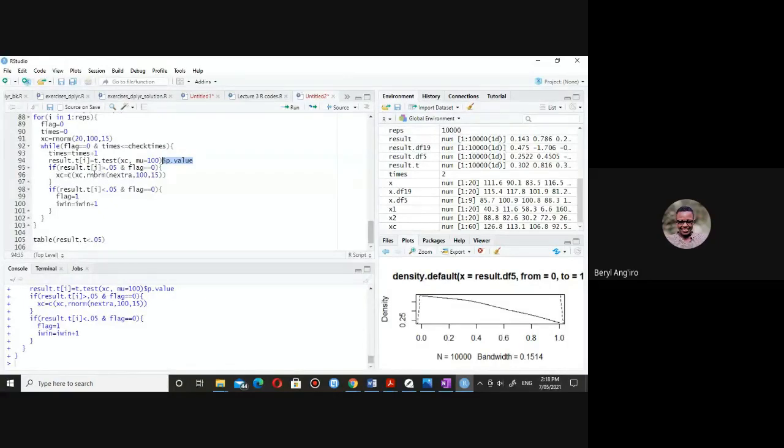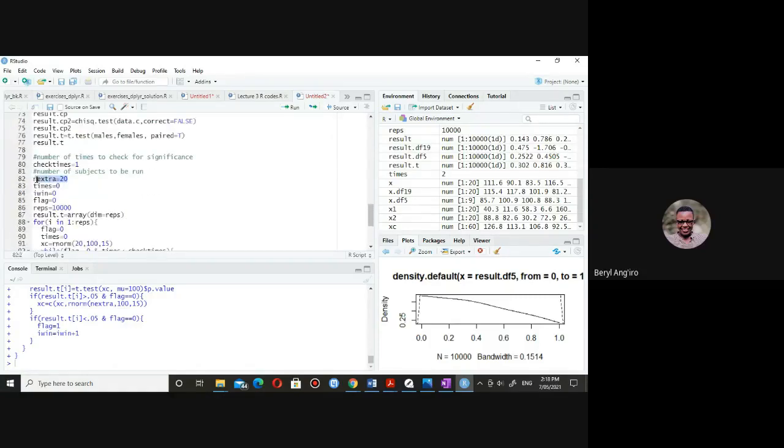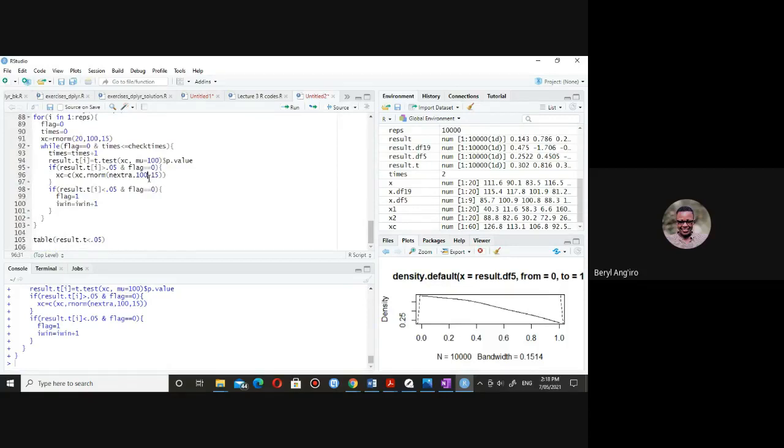If the p-value is greater than 0.05 and flag is 0, then we take the values of xc and add random numbers from the n extra, which we had identified as 20, with mean 100 again and standard deviation 15. And if the result is less than 0.05 and flag is 0, then we set flag to 1, and iWin will be iWin plus 1.